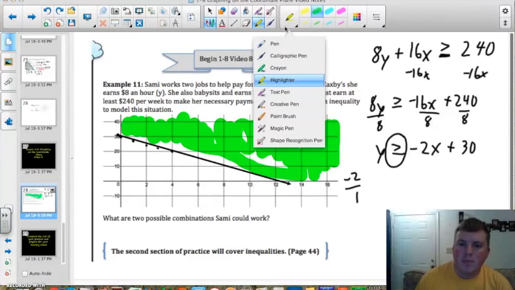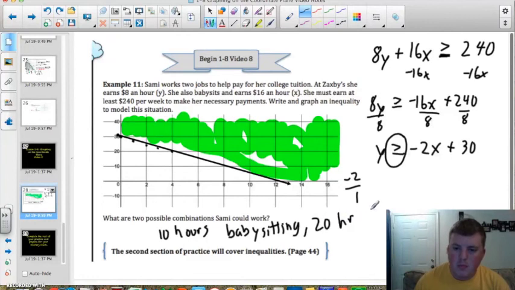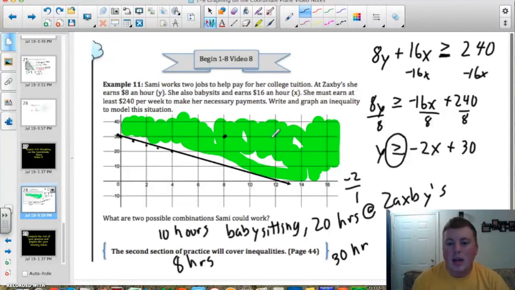So for example, she could work, let's say, 10 hours babysitting and maybe 20 hours at Zaxby's. So that would be 1. And then we can pick any other ordered pair here. We could maybe say 8 hours of babysitting and 30 hours at Zaxby's. So any combination in that green shaded region is going to work.